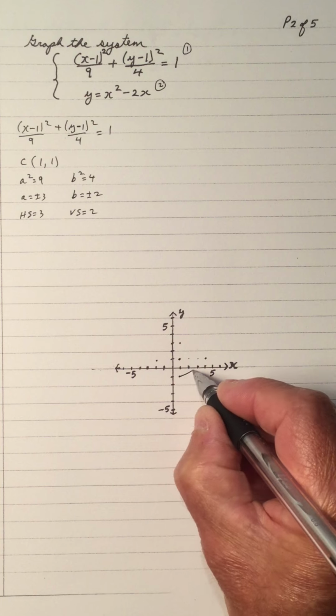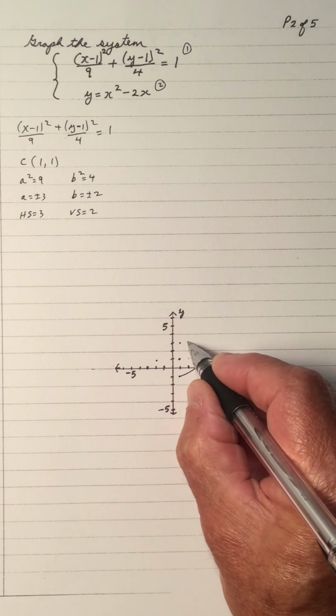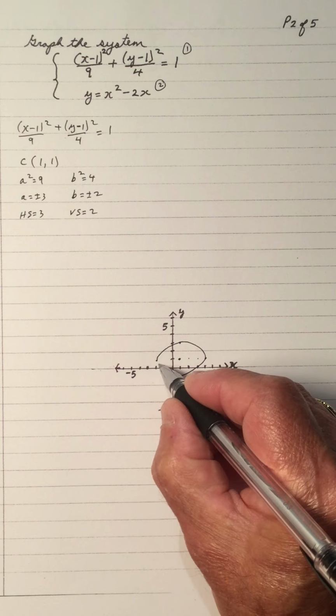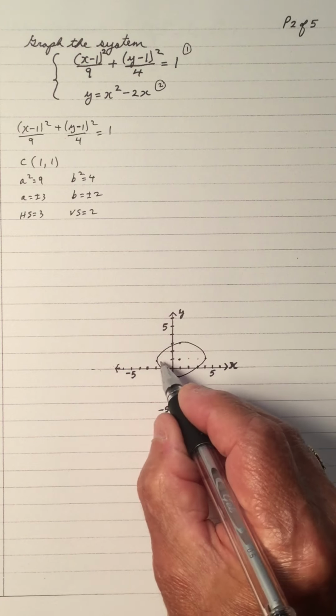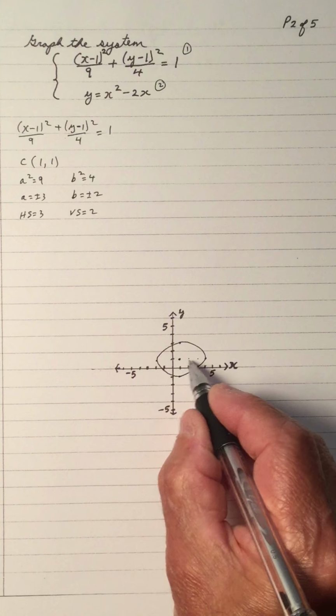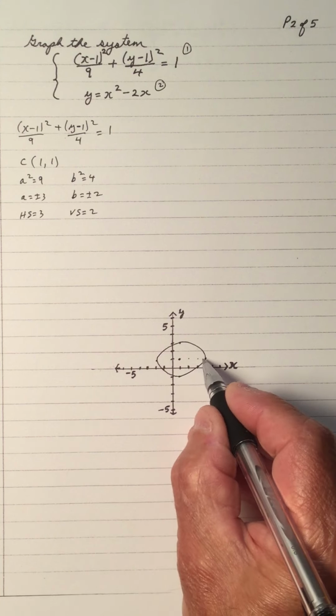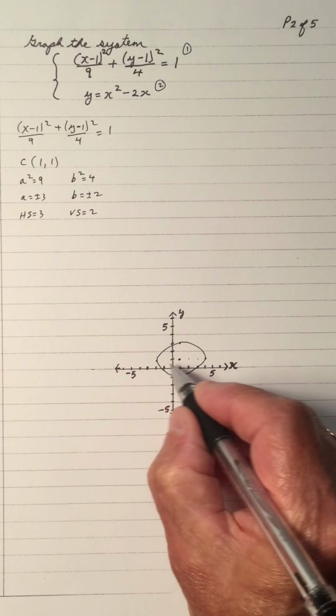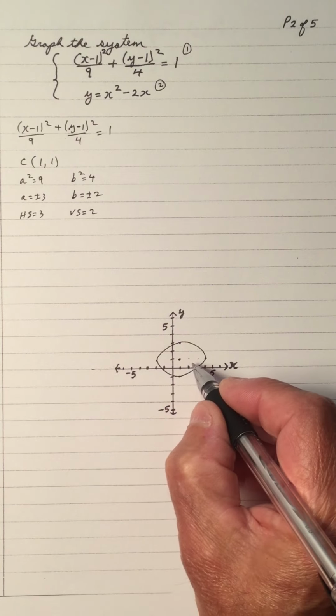So this is the ellipse, and I'll just draw a rough sketch. The ellipse is oval in shape. Notice that this is 3 to the right, 3 to the left, so that's 6 long. That's 2 up and 2 down, so that's 4 long, so it's an oval shape.